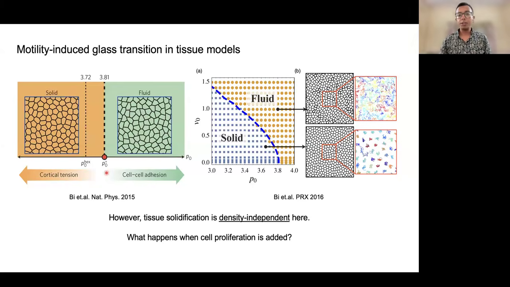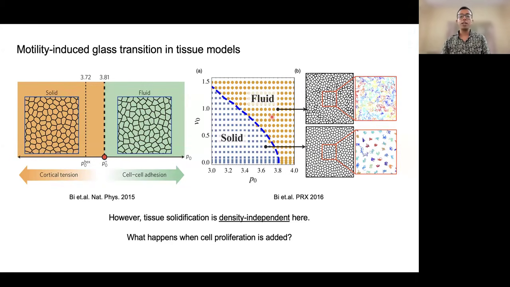Max later showed in a different context, using a different model called the self-propelled Voronoi model, but it can be shown for the Vertex model also, that if you add cell motility on top of the cell shape, still at constant density, you can create a two-dimensional phase space in which in some part you get fluid, in some part you get solid, and you can actually get a glass transition if you pick some points carefully. But the key idea here is that it is density independent. They are all being done at constant density.